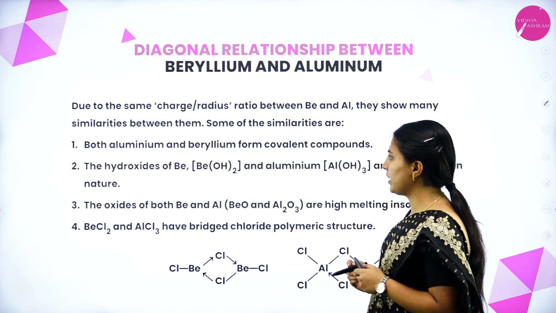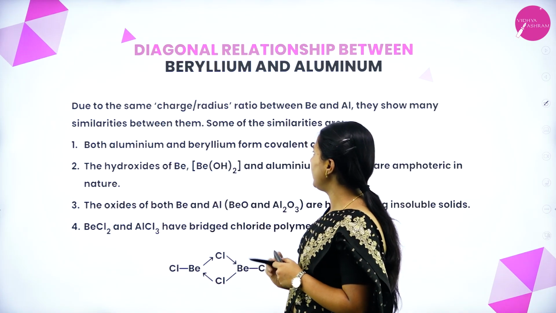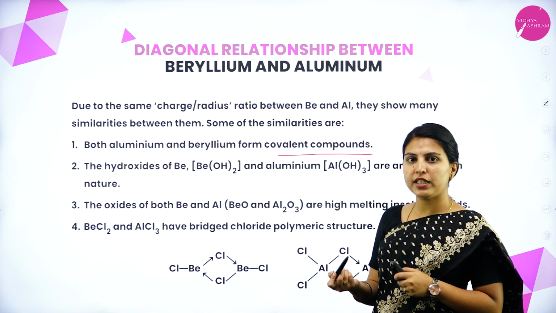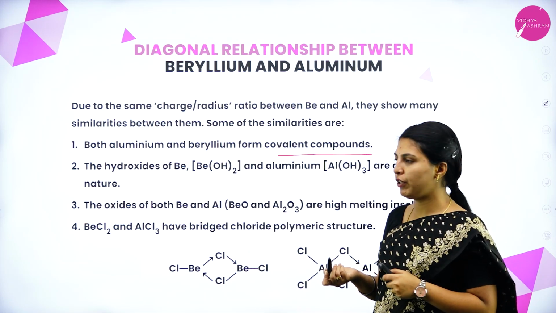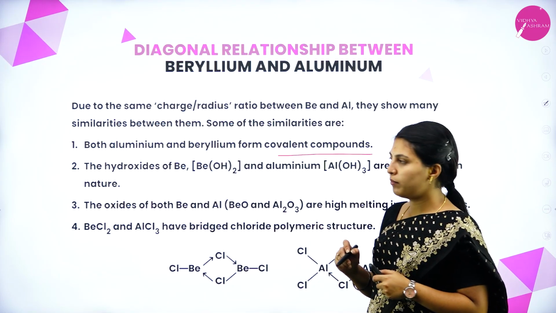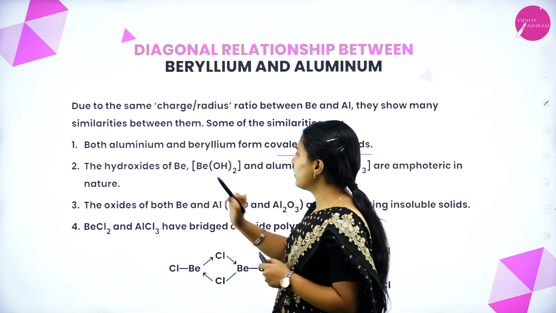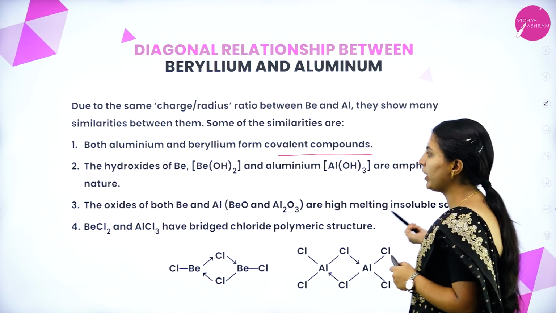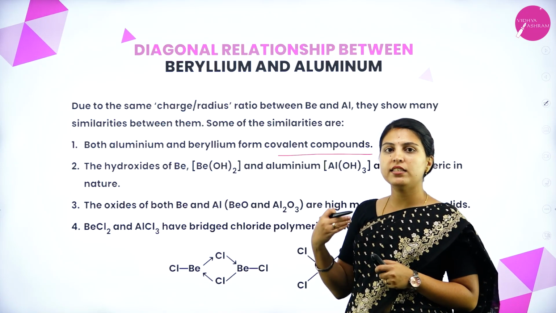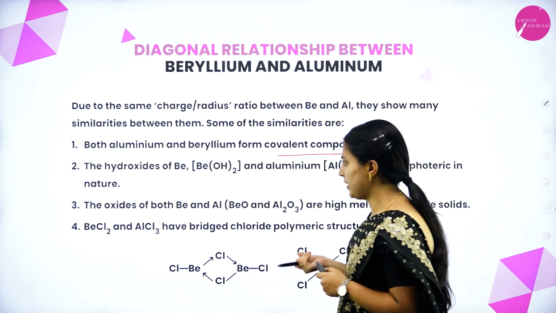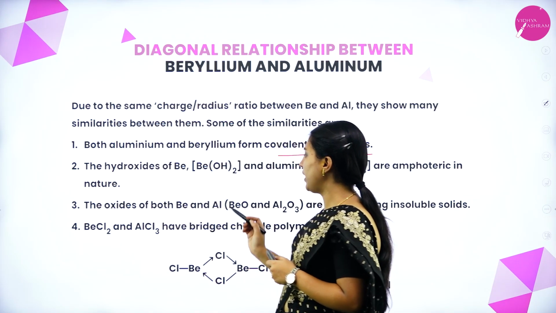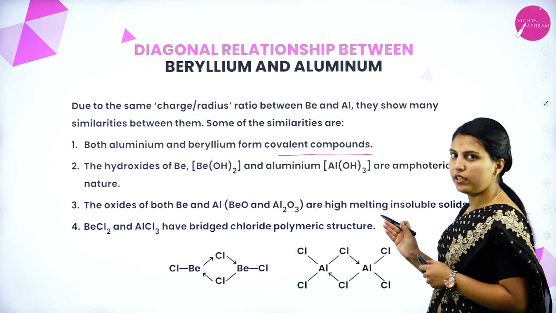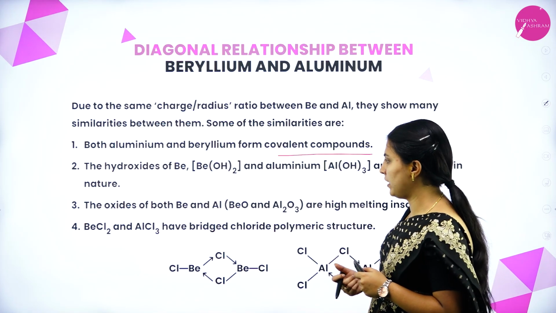Some of the similarities: both aluminium and beryllium form covalent compounds. We know that other alkaline earth metals will form ionic compounds, but beryllium will form covalent compounds like aluminium. The hydroxides of beryllium and aluminium are amphoteric in nature, means they act as both acidic and basic. The oxides of both beryllium and aluminium are high melting, insoluble solids. They don't melt very easily.